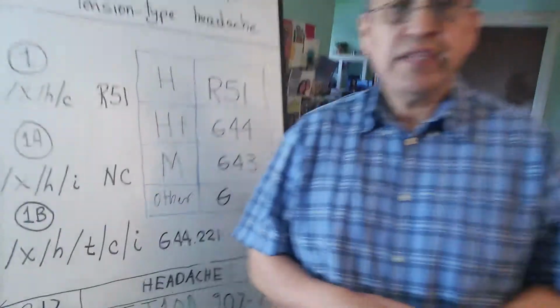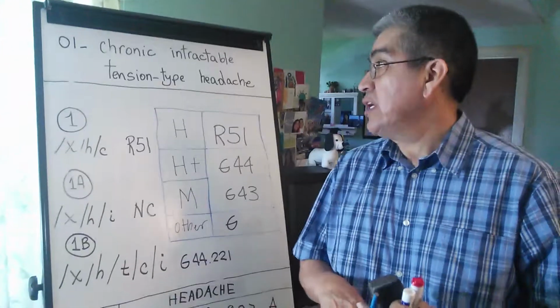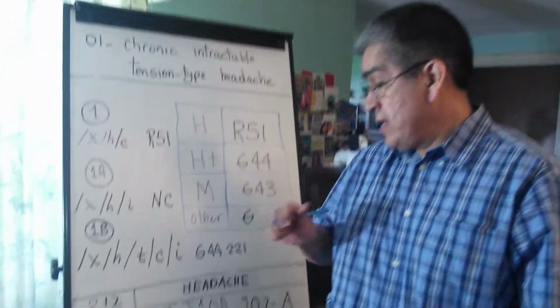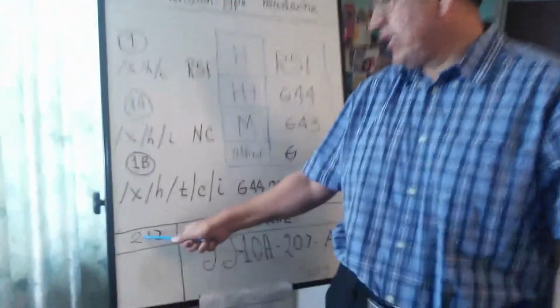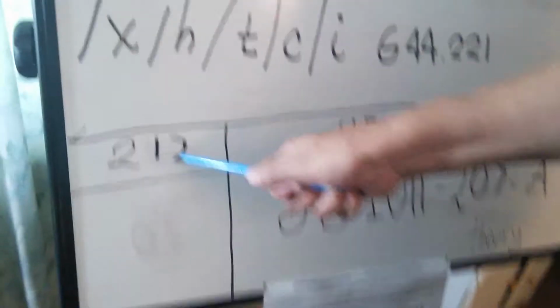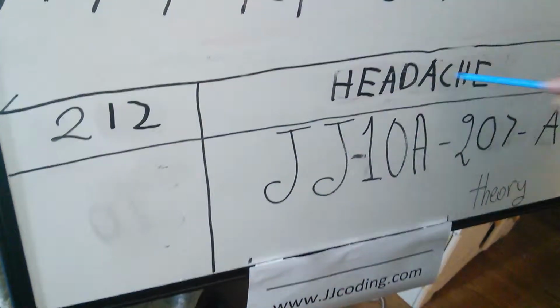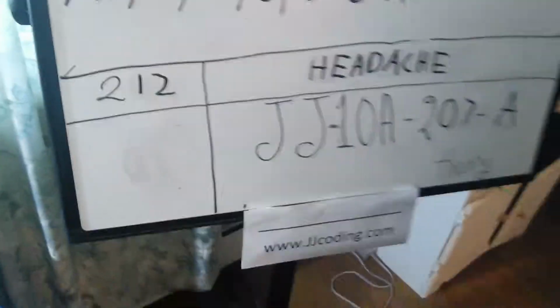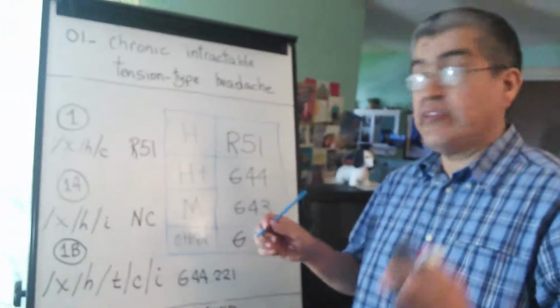Hi, this morning we are doing the only problem that we have for the group of headaches. Let me review real quick. The page of the exercise is 212 in the book. The subject is headache, and this is the code for the theory. Let's review the theory real quick.